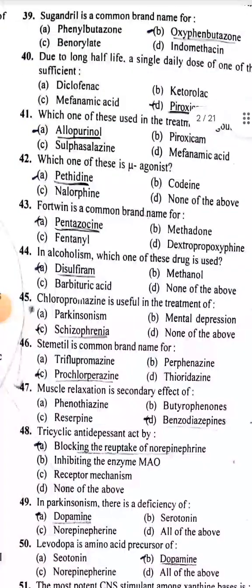In alcoholism, which one of these drugs is used? Disulfiram. Chlorpromazine is useful in treatment of schizophrenia. Stemetil is a common brand name for prochlorperazine. Muscle relaxation is a secondary effect of benzodiazepine. Tricyclic antidepressants act by blocking the reuptake of norepinephrine.